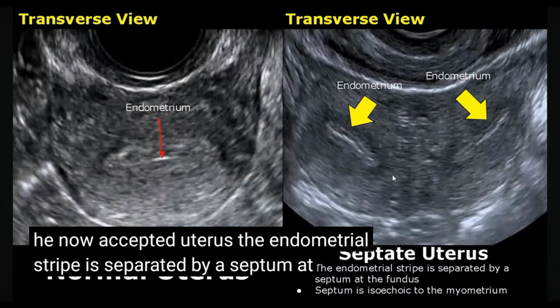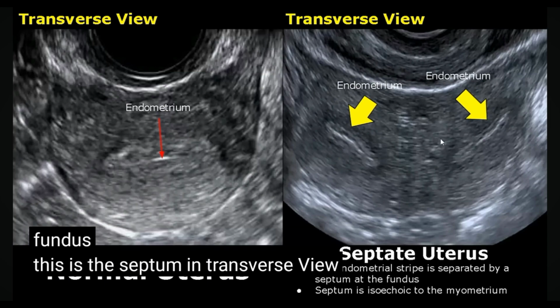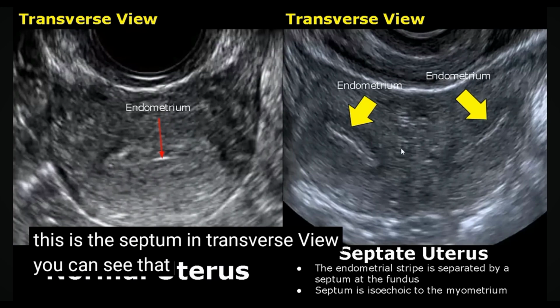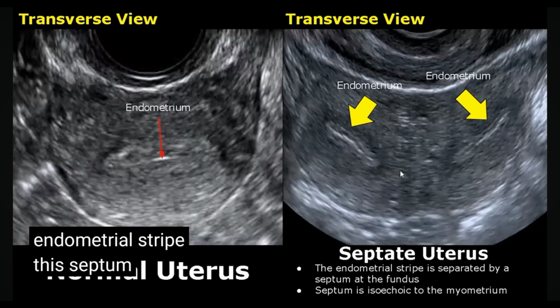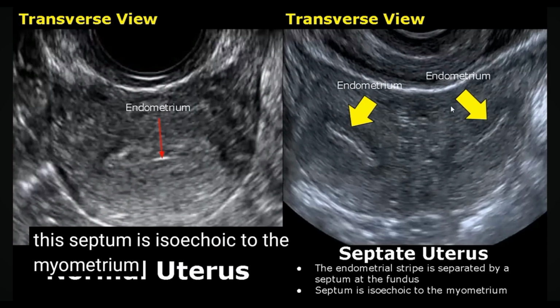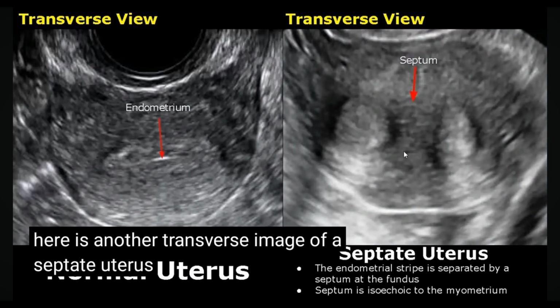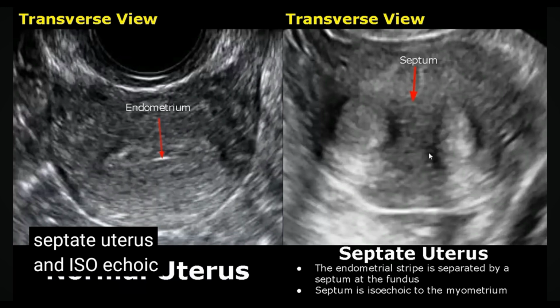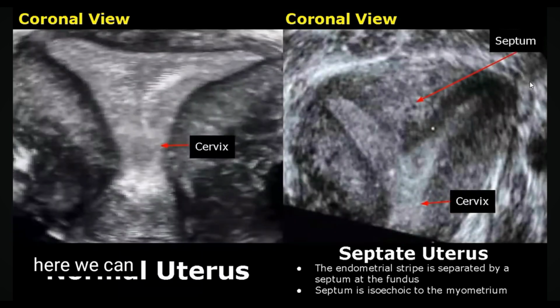Now the septate uterus: the endometrial strip is separated by a septum at the fundus. This is the septum in transverse view. You can see that it has divided the endometrial strip. This septum is isoechoic to the myometrium. Here is another transverse image of the septate uterus. An isoechoic septum is seen separating the endometrium.